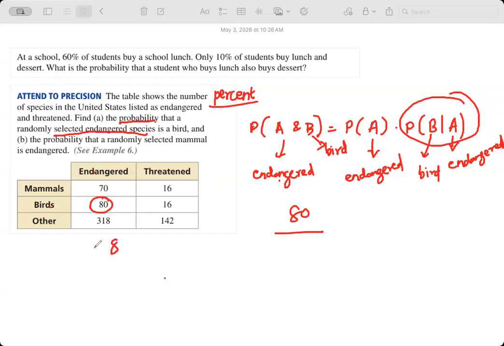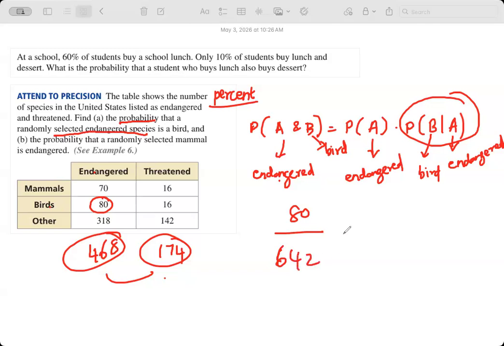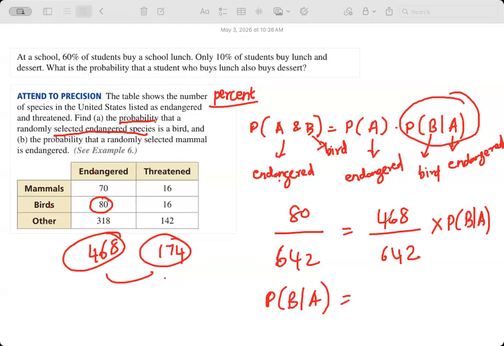It's 468. Yeah, it should end with the 8, right? That's 468 and the other one is 174. Okay, endangered and bird, but it should be out of the total, right? Did you add both? Yeah, that's 642. Will be equal to probability of A, endangered, 468 out of 642, times probability of B given A, which will be equal to this by this.